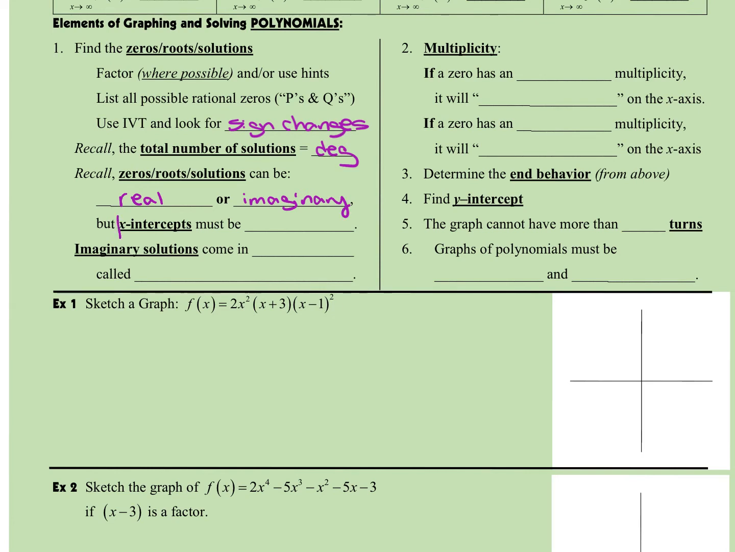Now, zeros, roots, and solutions can also be called x-intercepts, but only when those are real. So our zeros, roots, and solutions are going to match our degree. Some of them will be real numbers, and those real numbers will become x-intercepts. Imaginary numbers, we should always remember, will come in pairs, and those are called complex conjugates. Again, we will be reviewing all of this, but it's good to get a nice summary and just remember, you know these things. So, complex conjugates.